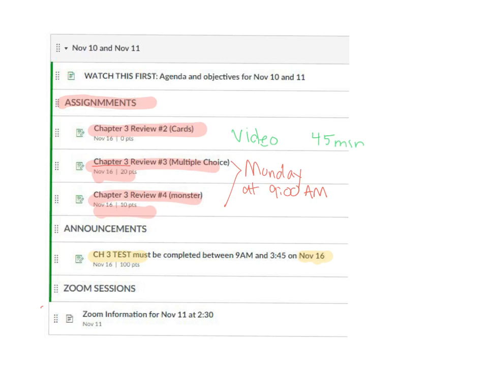Please follow the directions carefully on each assignment. Both of these assignments should be part of the Chapter 3 packet information that you picked up at the start of the school year. If you've happened to misplace that, or you can't find these particular assignments, there are options in there for you to print them off.